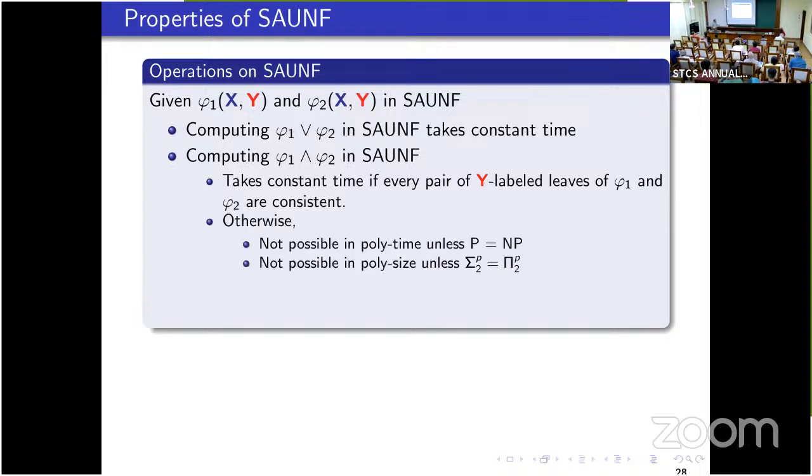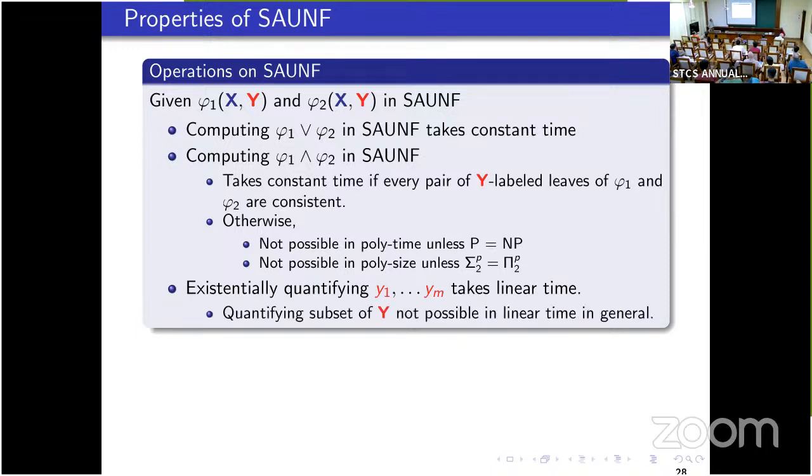But otherwise, it's not possible unless some condition. But once you have it, existentially quantifying takes linear time. But if you say that I only want to quantify Y3, Y7, and Y9, that doesn't necessarily take linear time. If you want to quantify in this order, it takes linear time.